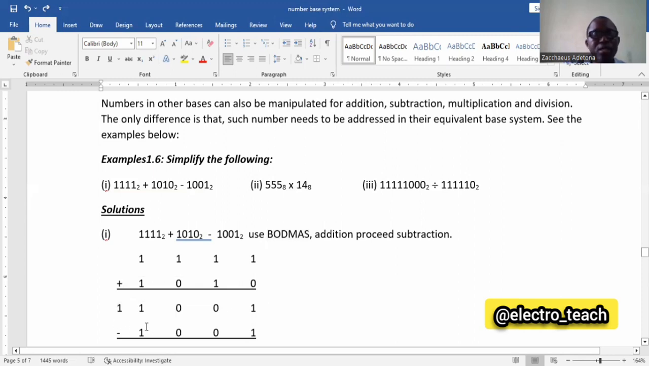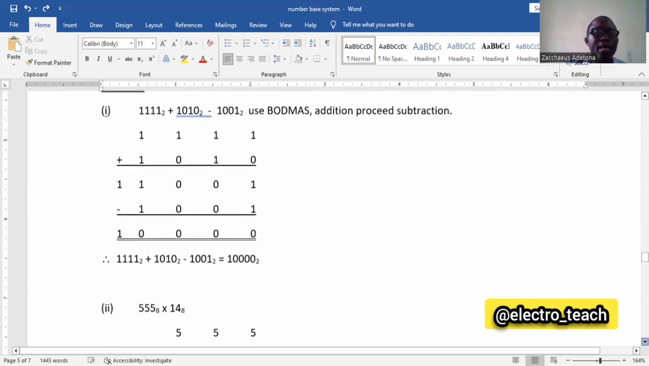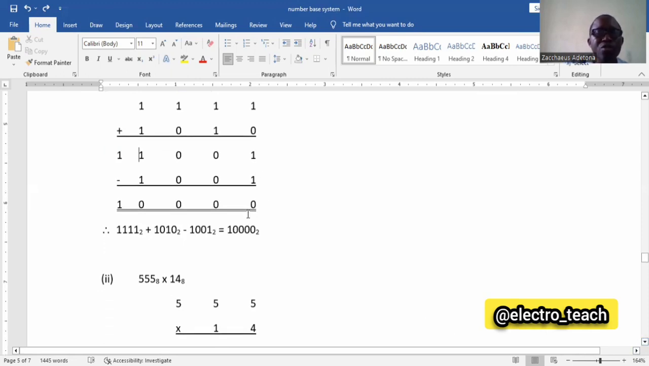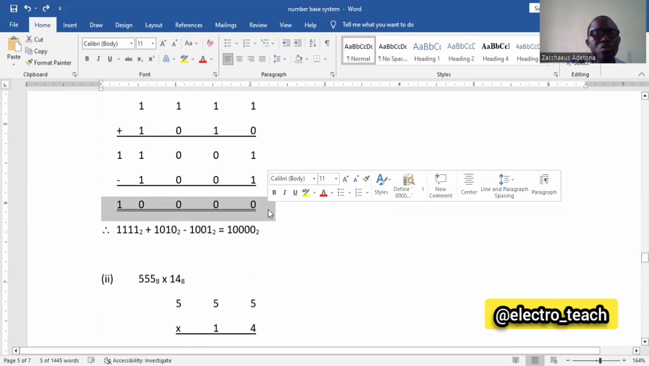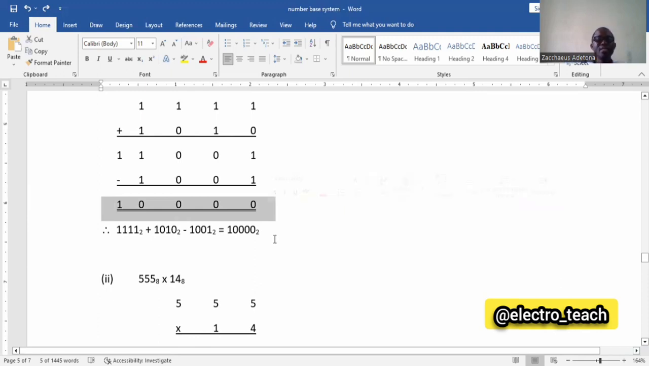Now I want to subtract 1001 out of that. So the two of them are in base 2. So we go ahead to do the subtraction. 1 minus 1, 0. 0 minus 0, 0. 0 minus 0, 0, 1 minus 1, 0, 1 minus 0, 1. And the answer is 1, 0, 0, 0, 0 in base 2. So the final answer of the addition and subtraction of 1111 plus 1010 minus 1001 is 10000 in base 2.